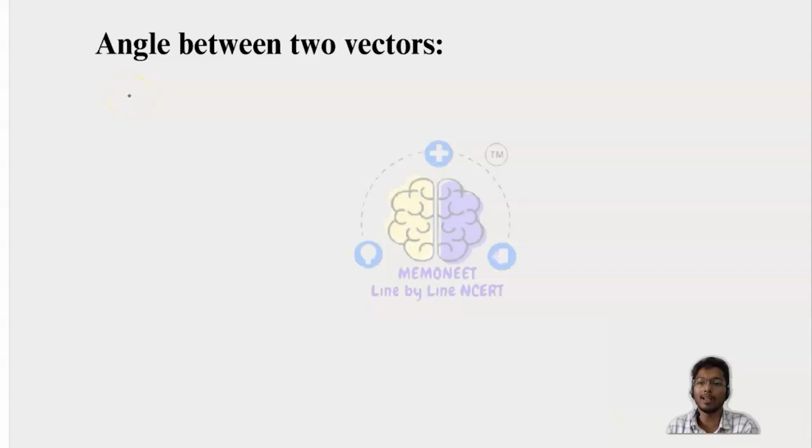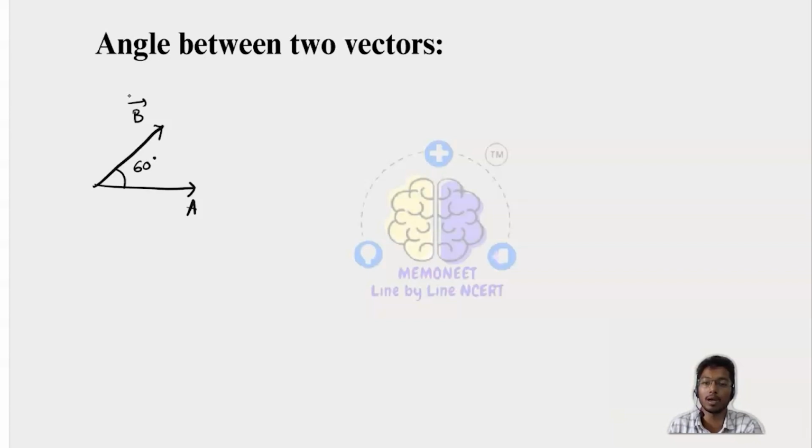Angle between two vectors: let's say we have a vector here like this and b vector here like this. When the tail of one vector is connected with the tail of another vector, this will be the angle. Let's say it is 60 degrees, this will be the angle.